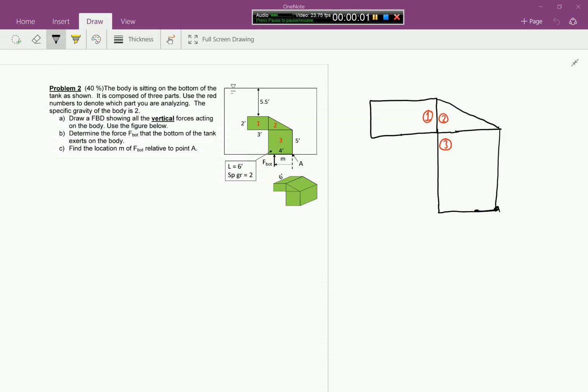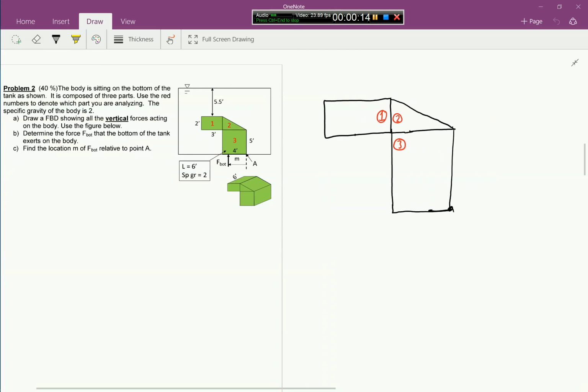Okay, so here we have a submerged body example that I'm going to be working through, and let's get right into it. Part A asks us to draw a free body diagram showing all the vertical forces acting on the body. Now I've drawn a figure out here to the right to show this.